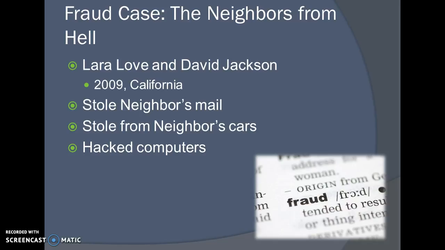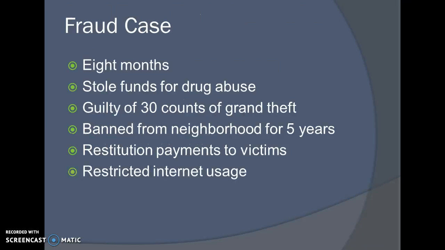The identity theft case happened in 2009 in California. Laura Love and David Jackson stole their neighbor's mail to get personal information, which they used to commit identity theft. They stole bank cards and financial information from the neighbor's car and hacked into their Wi-Fi passwords. They committed the fraud for 8 months before it was discovered by investigators. They stole the funds to use for drugs, and they were found guilty of 30 counts of grand theft and were banned from entering the neighborhood for 5 years.